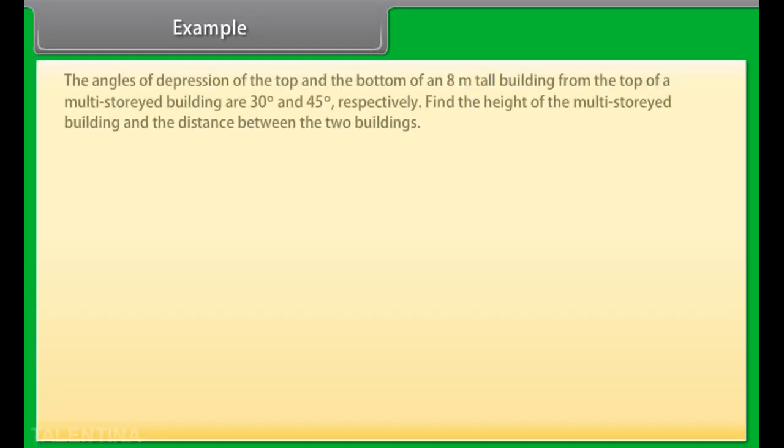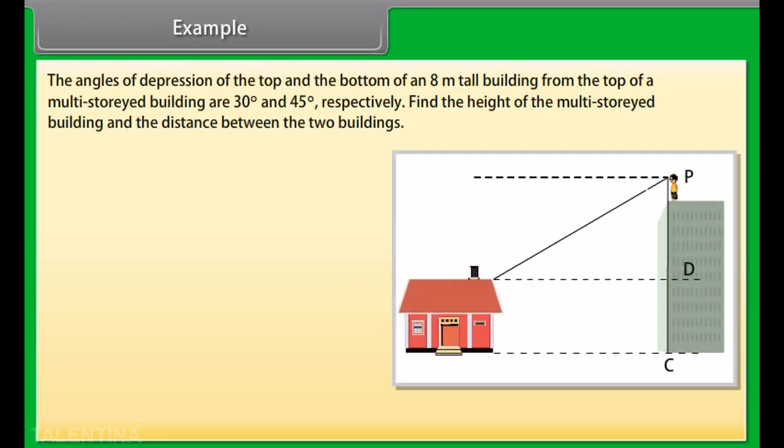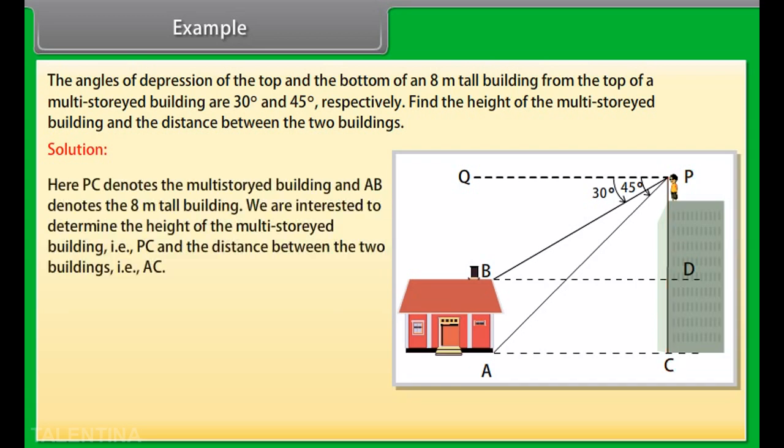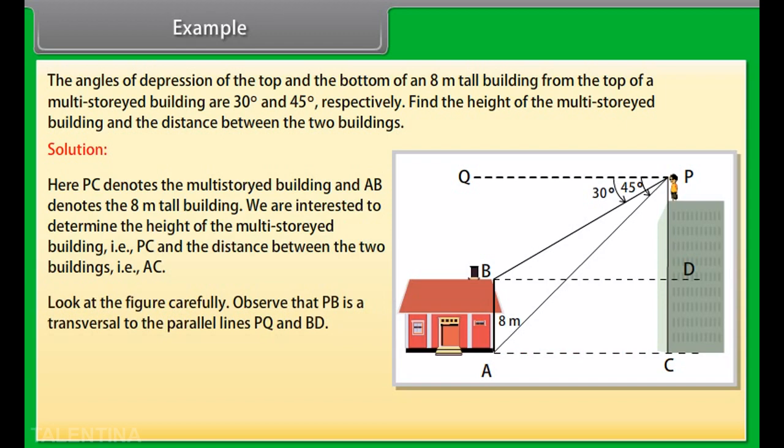Example. The angles of depression of the top and the bottom of an 8-meter tall building from the top of a multi-storied building are 30 degree and 45 degree respectively. Find the height of the multi-storied building and the distance between the two buildings. Solution. Here PC denotes the multi-storied building and AB denotes the 8-meter tall building. We are interested to determine the height of the multi-storied building, that is BC, and the distance between the two buildings, that is AC. Look at the figure carefully.